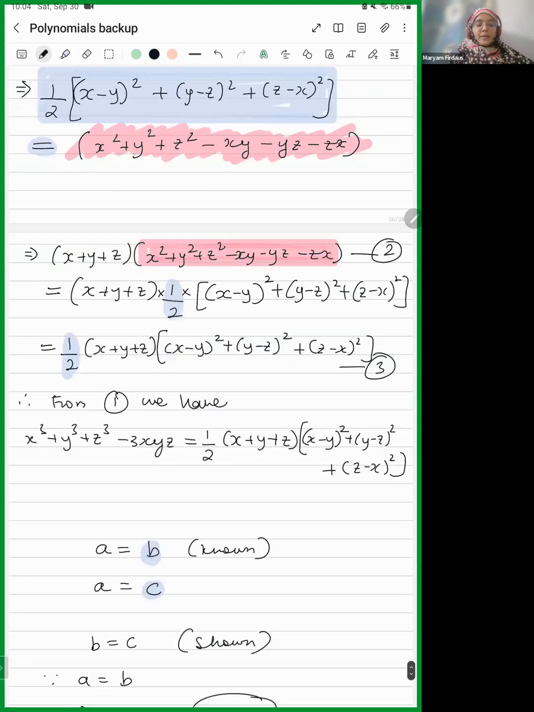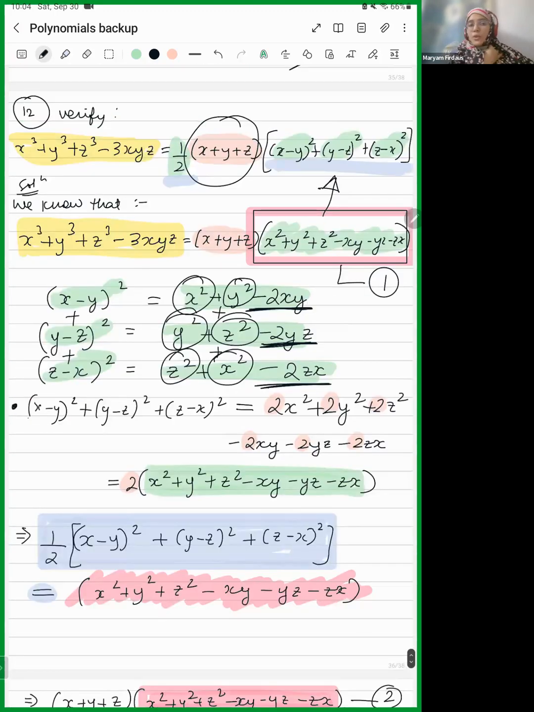What happened here is, acha, is there any student who understood this very clearly? Ma'am, which part? The entire question.